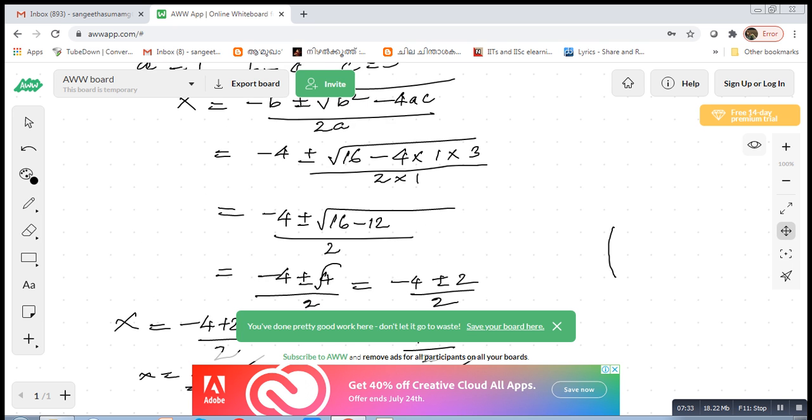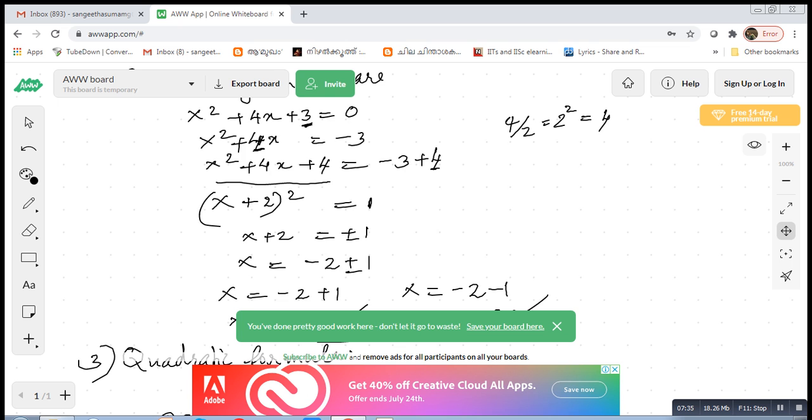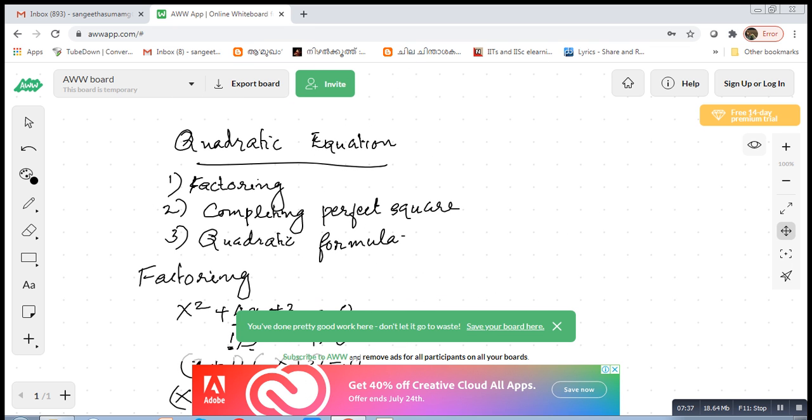And what were our three methods? Factoring, completing the perfect square, and the quadratic formula.